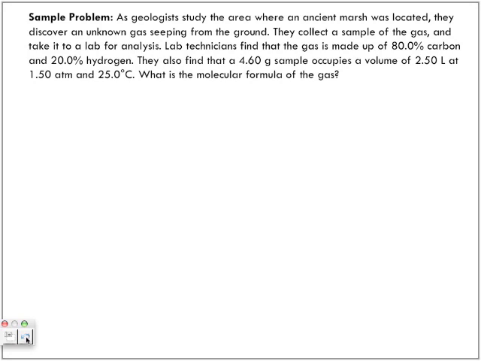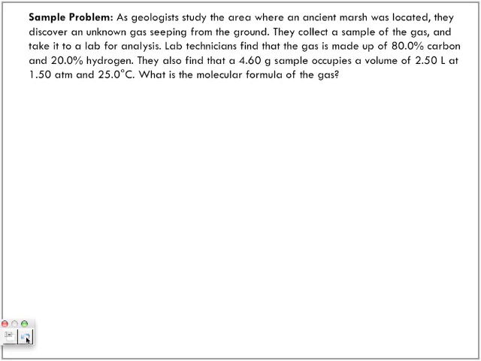As geologists study the area where an ancient marsh was located, they discover an unknown gas seeping from the ground. They collect a sample of the gas and take it to a lab for analysis. Lab technicians find that the gas is made up of 80.0% carbon, 20% hydrogen. They also find that 4.60 grams of the sample occupies a volume of 2.50 liters at 1.50 atmospheres, and it's at 25 degrees Celsius. What is the molecular formula of the gas?